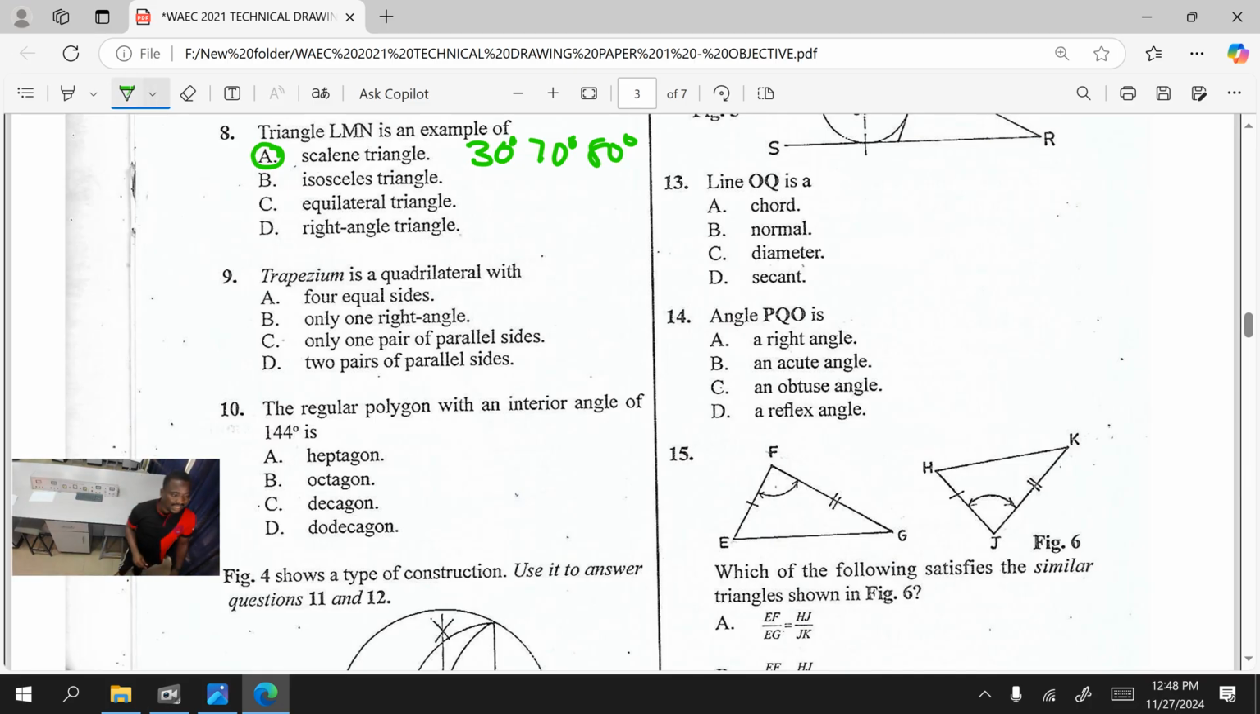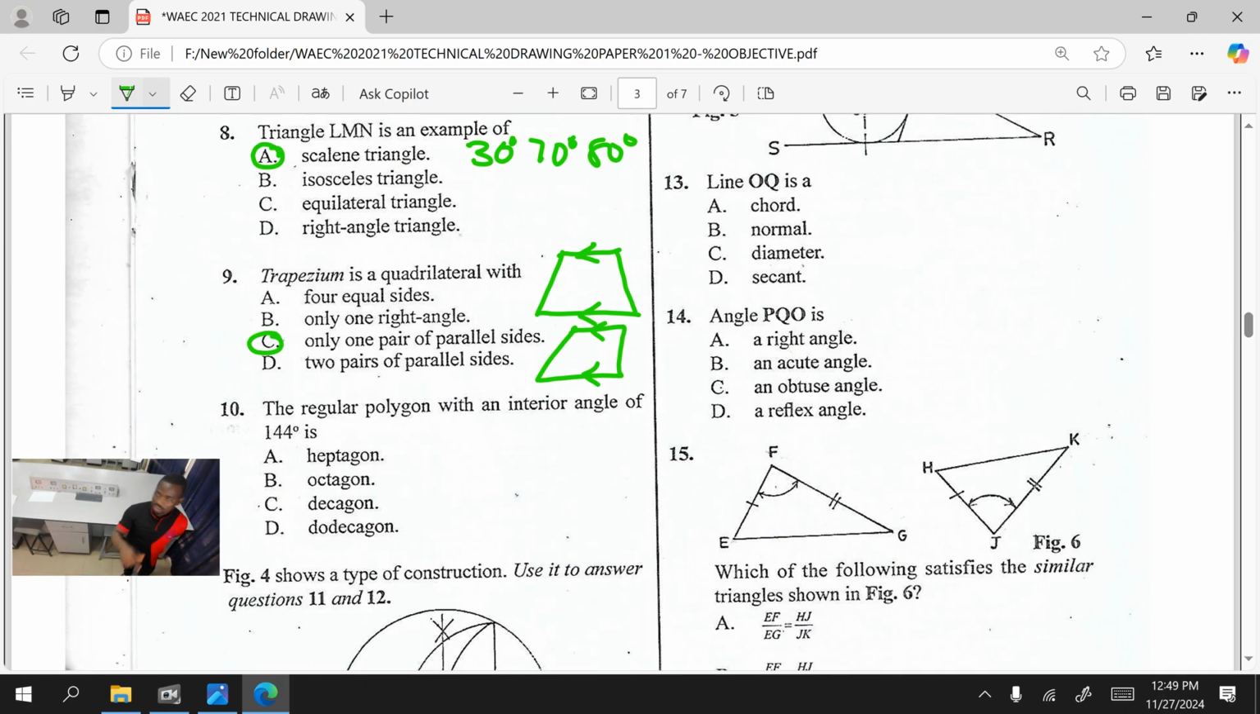Number 9 says, a trapezium is a quadrilateral with dash. Is it 4 equal sides, only one right angle, only one pair of parallel sides, or 2 pairs of parallel sides? What is the answer? Let's draw a trapezium. A trapezium could look like this, or like this, or like this. Do you see that now? What should be in a trapezium is that you should have only one pair of parallel sides. So C is the answer.